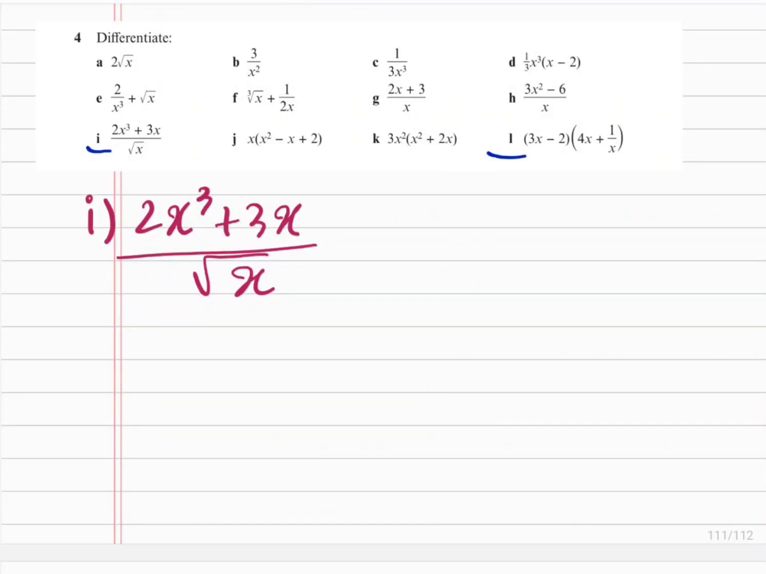Hi everyone, this video is on exercise 12 with question 4. In this video, I'm going to do parts I and L, which are the more interesting functions.